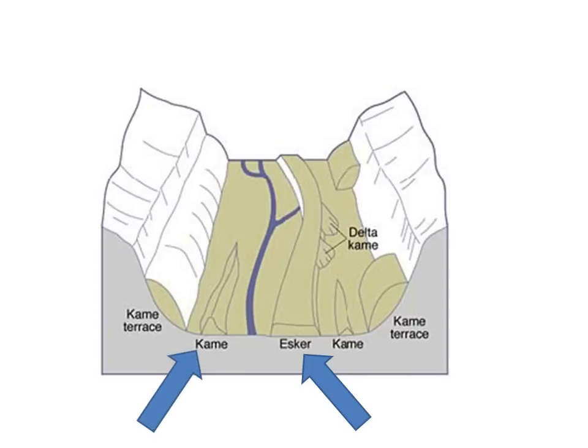A kame is a small mound of sand and gravel. It may be formed by material deposited in crevasses by meltwater streams flowing across the surface of ice. As the ice melts, the material subsides to the ground.